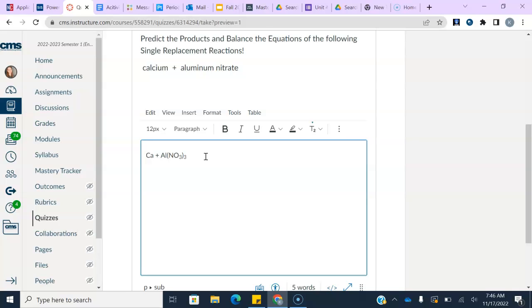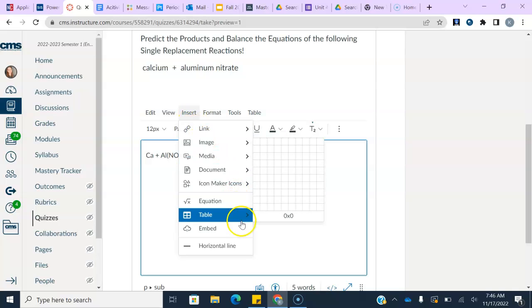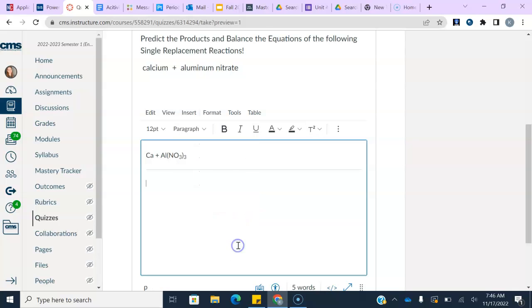But we have calcium and aluminum nitrate, and I'm just gonna go ahead and let's see if I can find a... I'll just do a horizontal. No, I'll just go ahead and say will yield. How about we'll do that? Sorry about that, guys. So we're gonna say will yield just because I don't feel like fiddling with the arrows right now.